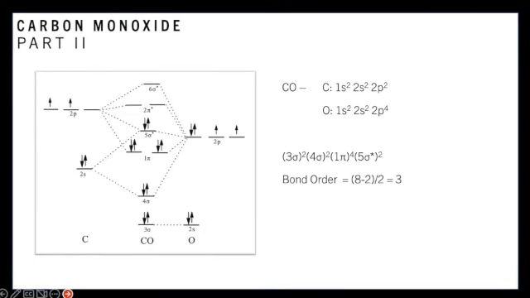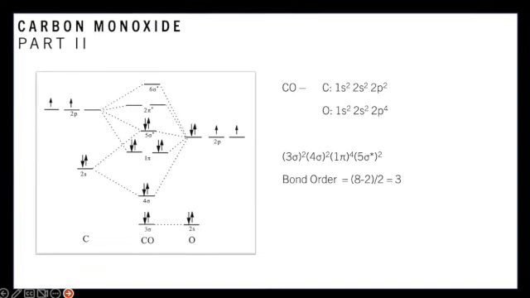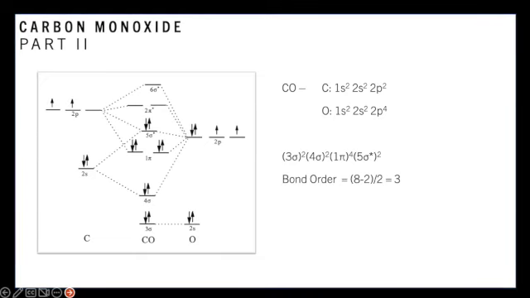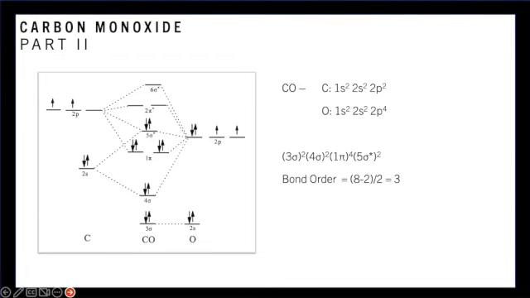Both have a bond order of 3, as can be seen from this calculation. Both have 8 electrons in the bonding orbitals and 2 electrons in the antibonding orbitals. This gives a bond order of 3, and this shows that, like dinitrogen, it should be a triple bond.